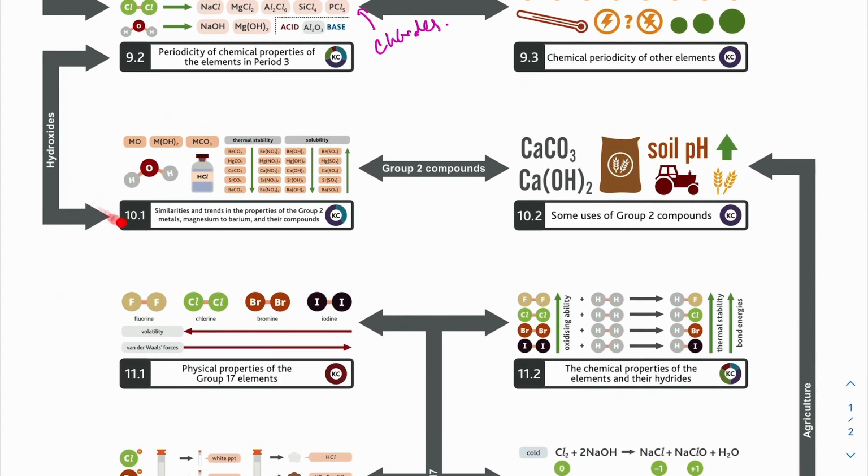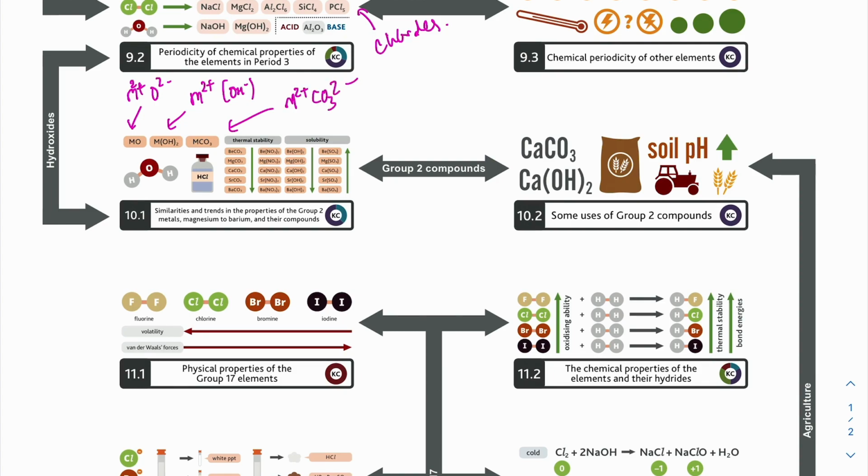Group 2 is a big part of your A-level chemistry, where in AS they ask you simple things like the group 2 oxide, M2+ O2-, and the hydroxide, M2+ because it is group 2, with OH-, which means you need 2 of the OH- to balance out the charge. And then you also have the carbonate.